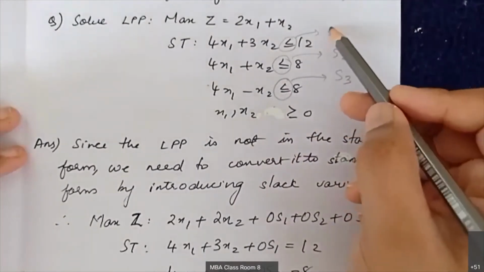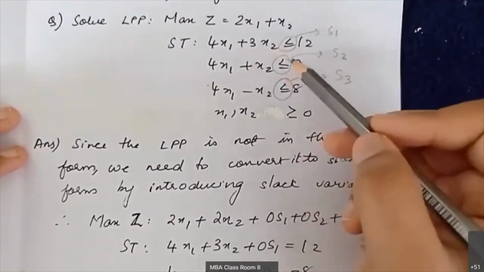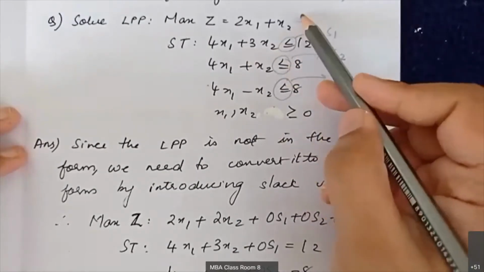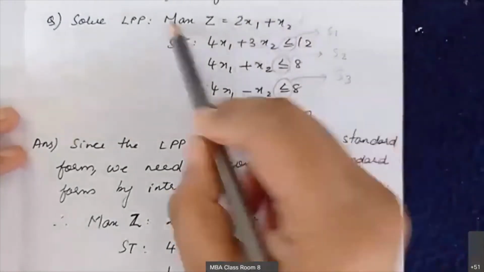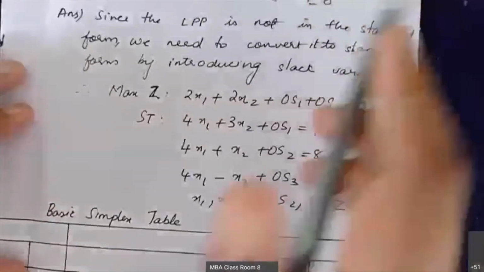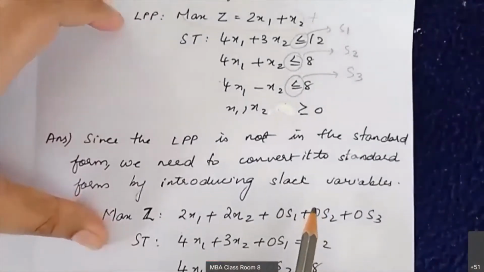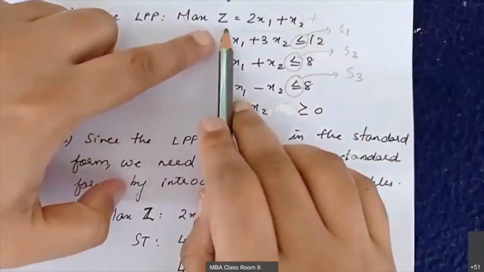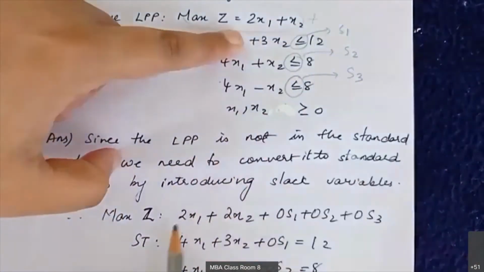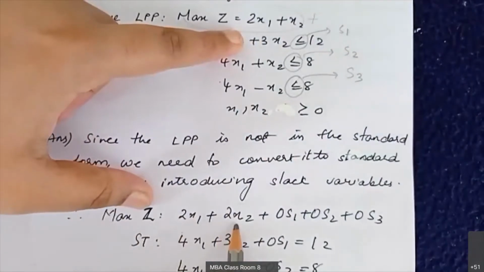When I've added S1, S2, S3 to the constraints, what I should do? I should introduce them into the objective function also. So all this has been done over here. Our previous maximization equation is Max Z = 2x1 + x2.